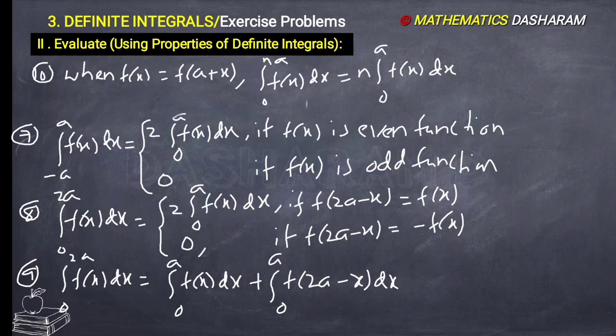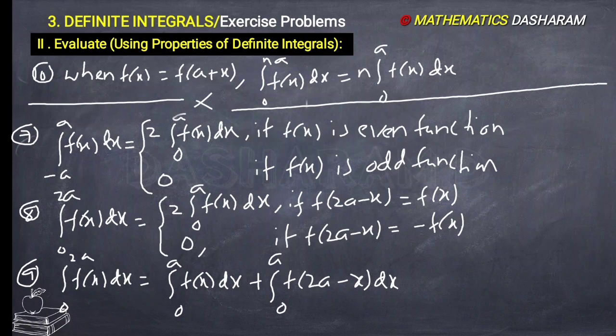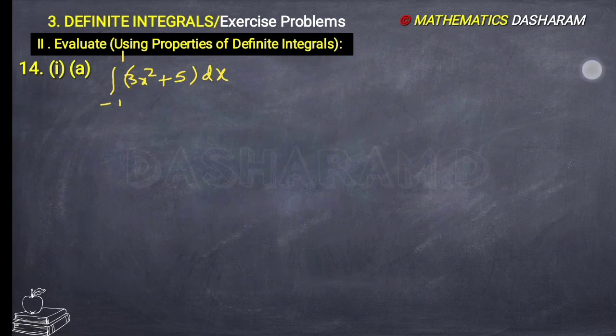So these are the total 10 properties which are useful to solve the second bit questions from the exercise. Let's start the third exercise, second bit exercise problems. 14th bit, first problem: integration from minus 1 to 1 of 3x square plus 5 dx. Here we can use either property number 4 or property number 7.